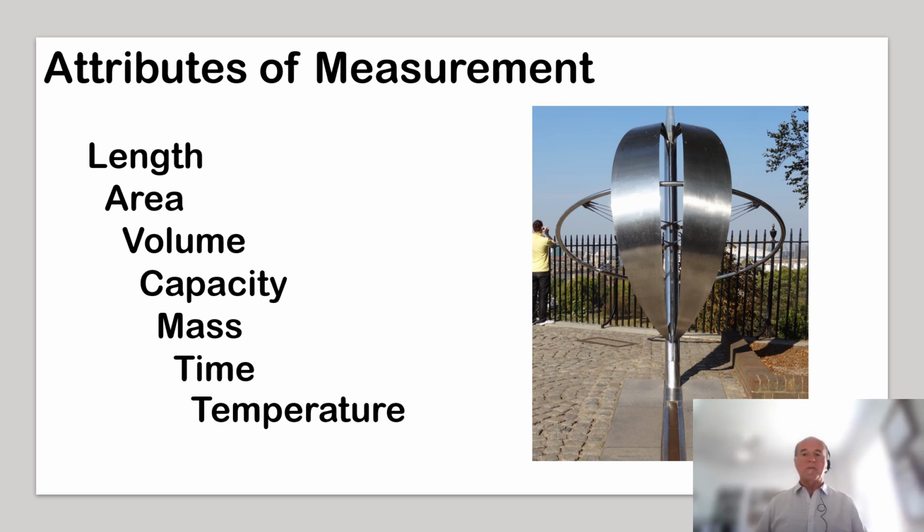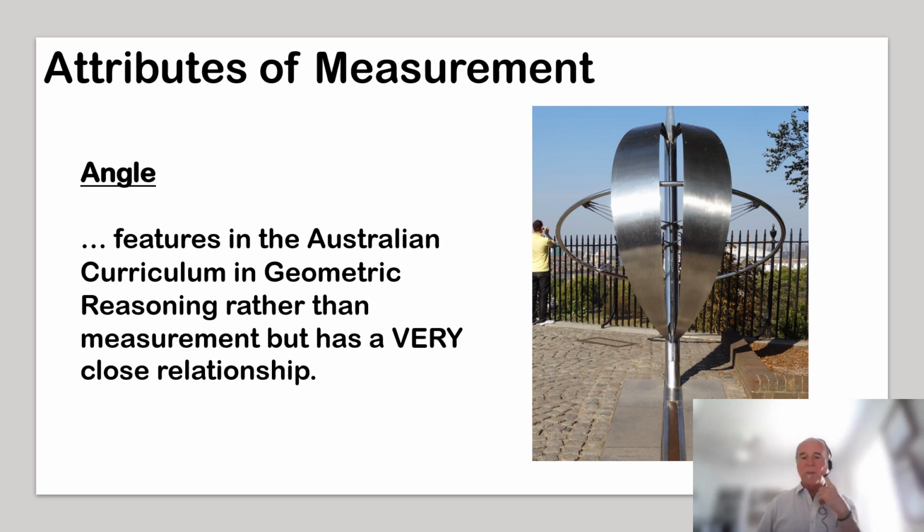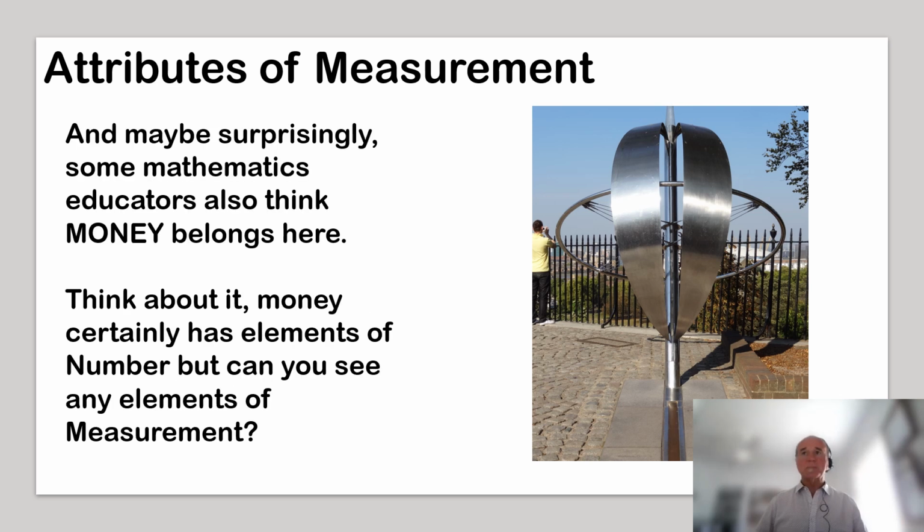But are there other elements of measurement we could look at? Well, angle is possibly one that we could be thinking about. However, in the Australian curriculum, it sits in the geometric reasoning part of that curriculum rather than in measurement. But of course, it has a very close relationship with measurement because we have a quantification. We can divide those angles into degrees, and we can measure the size of an angle, and we can classify that according to the number of degrees. And then we have some language about acute angles, obtuse angles, right angles, all sorts of things based on the number of degrees in the angle itself. So be careful, but angles, while we think it is an element of measurement, it's actually in the geometric reasoning part.